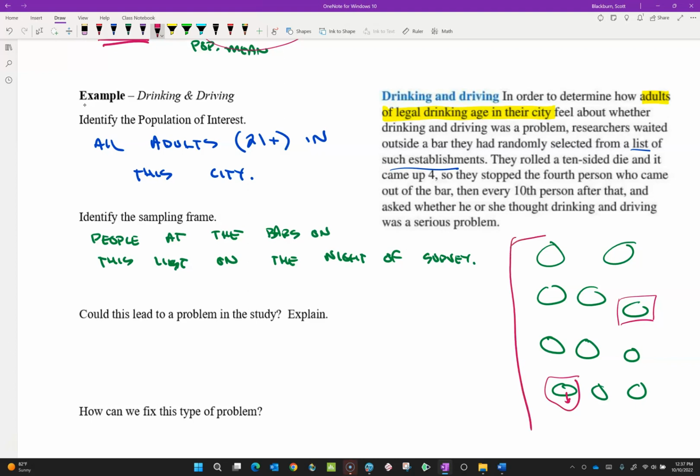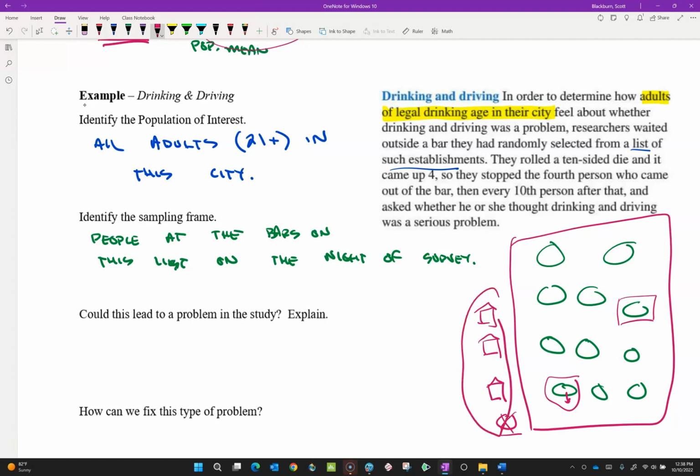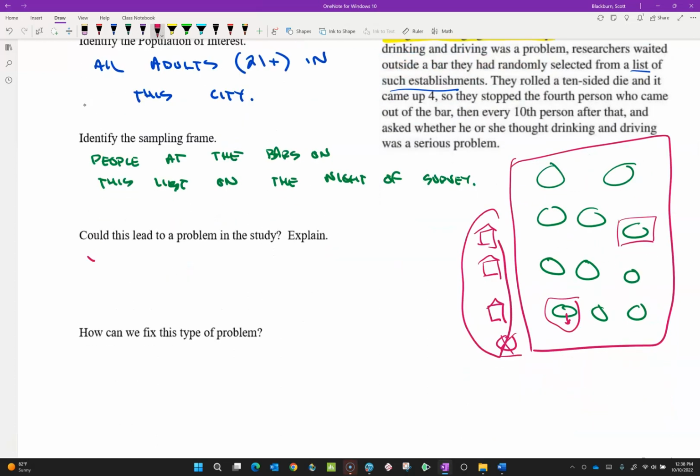Now, if there are other bars that are not on the list, like maybe some small little pub type of place, then that bar would not be part of the sampling frame. Or if you're at home at night, or at the grocery store, or at the church, or at the movies, none of those people would be selected, right? Could this lead to a problem in the study? Yes, of course.